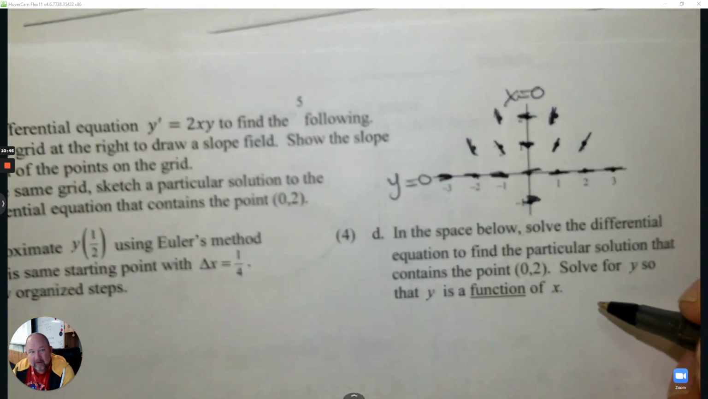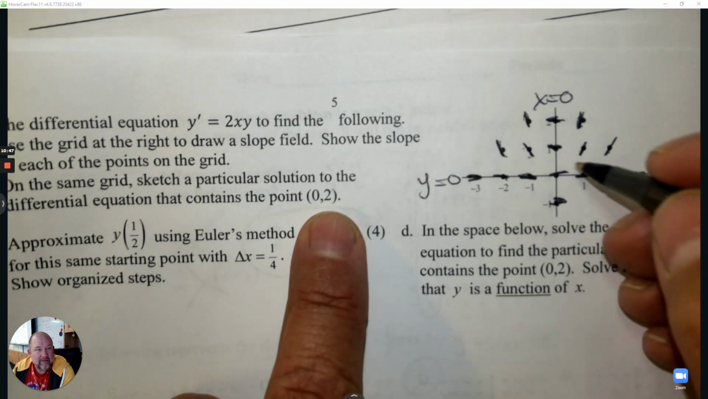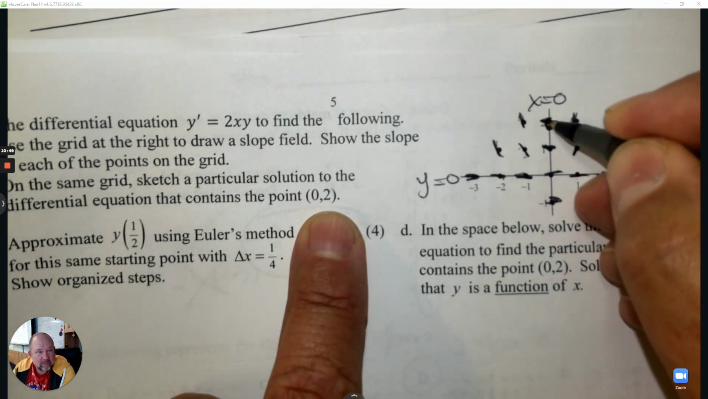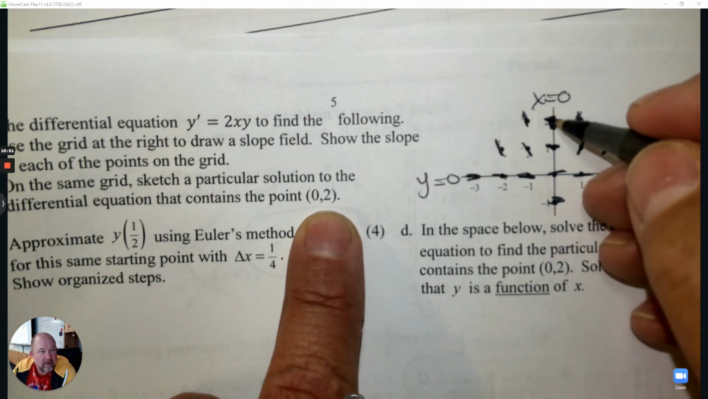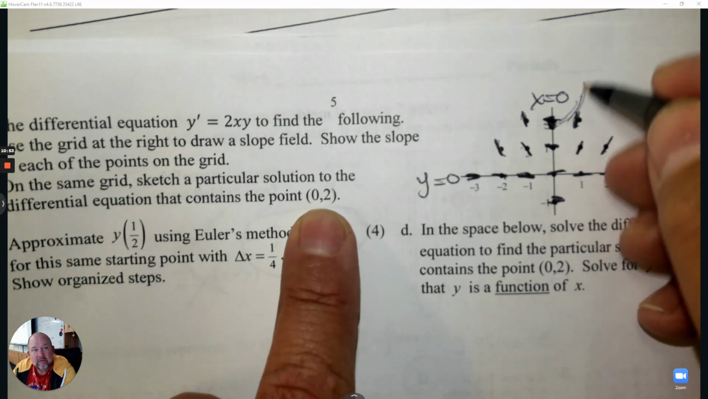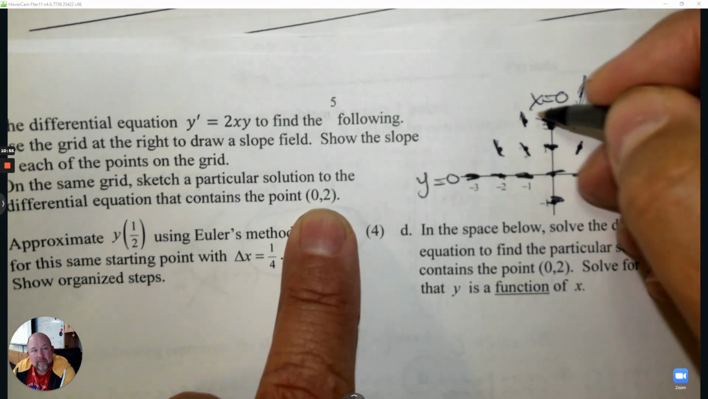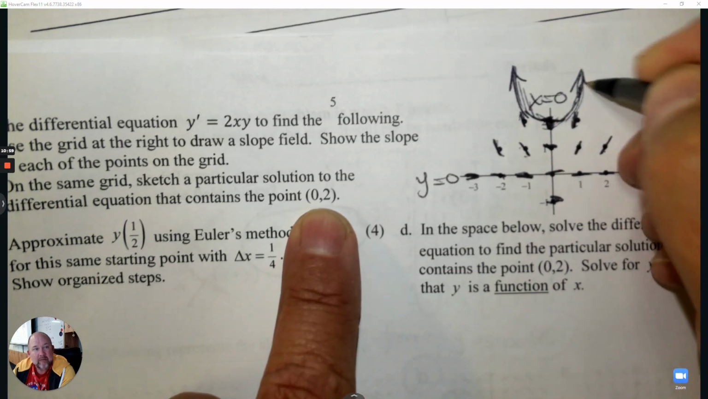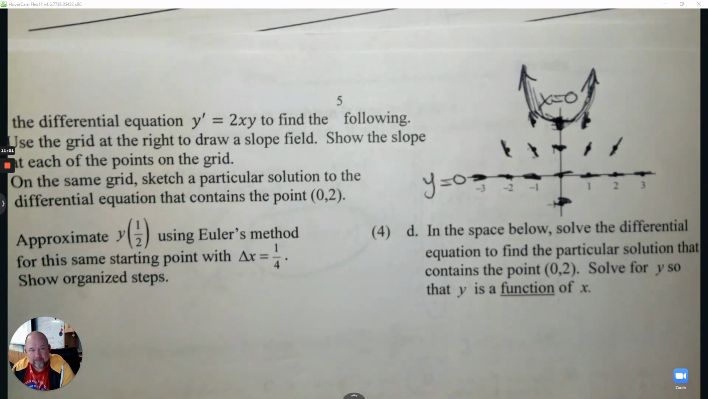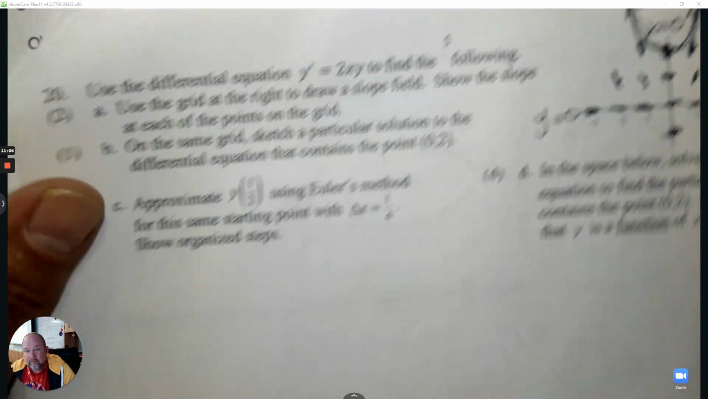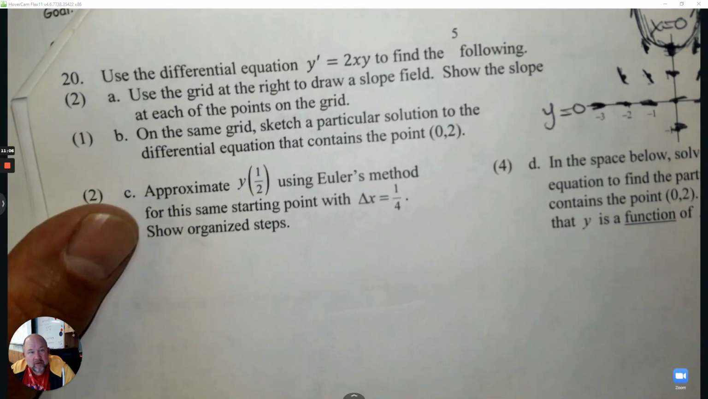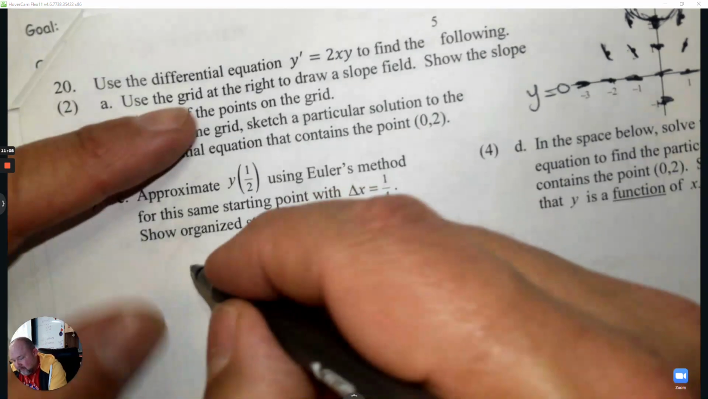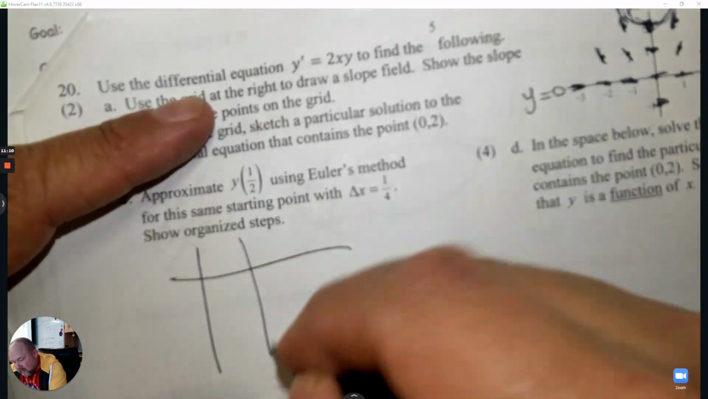And so there's the picture, the point containing (0, 2), in terms of what direction we're going. So it's a turning point and it's going up in both directions. That's what I can see from (0, 2). And this is approximate f(1/2) using Euler's method. So that's a chart question.